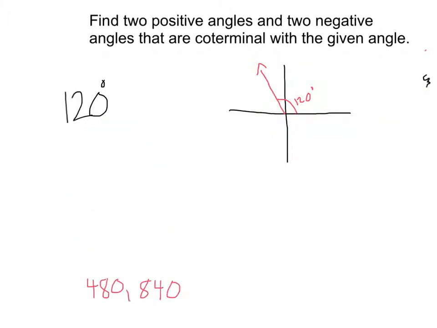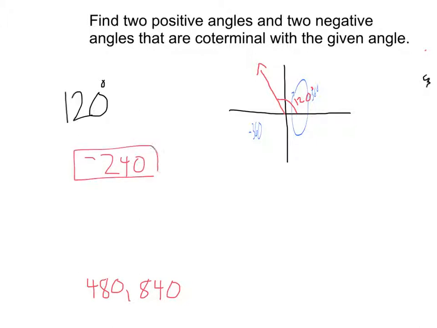If we wanted to find a third coterminal, we could always add another 360, but I notice in our instructions we want to find two negative coterminal angles. So instead of going in a circle that way, this time I'm going to reverse a whole circle this way. Instead of adding 360, I'm going to subtract 360. So if I subtract 360 from my 120, I'm going to get negative 240.